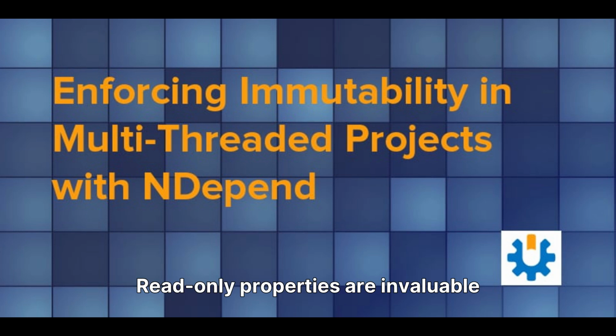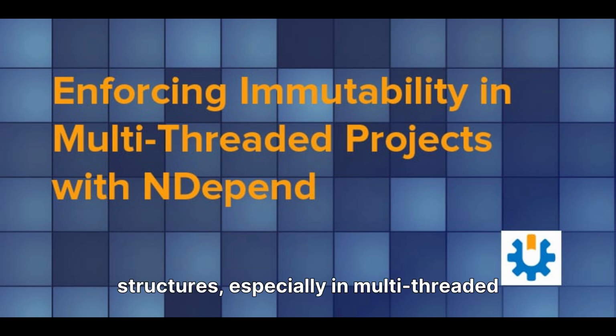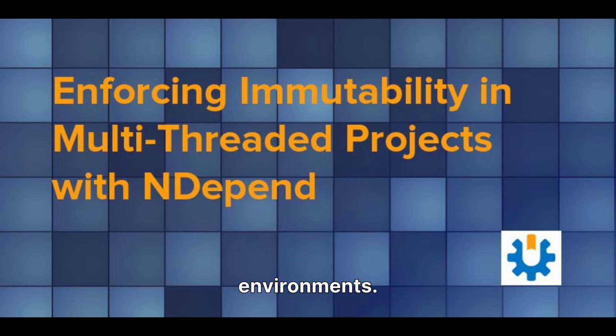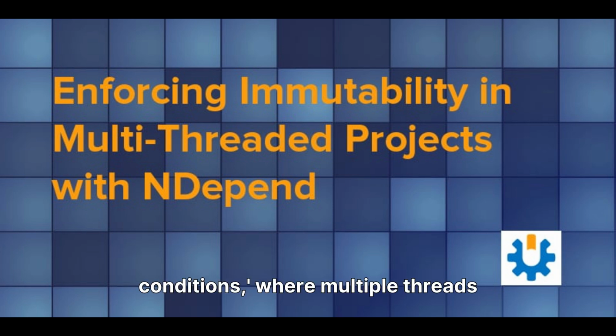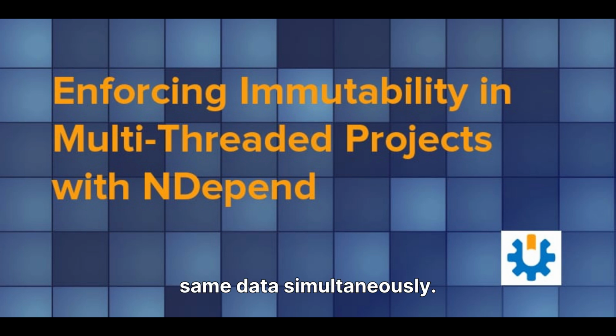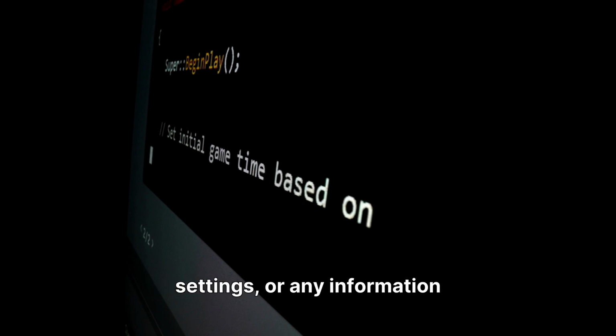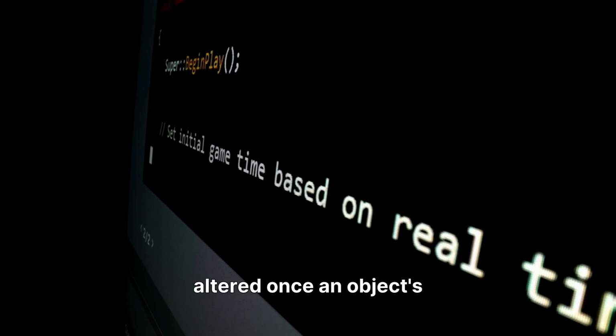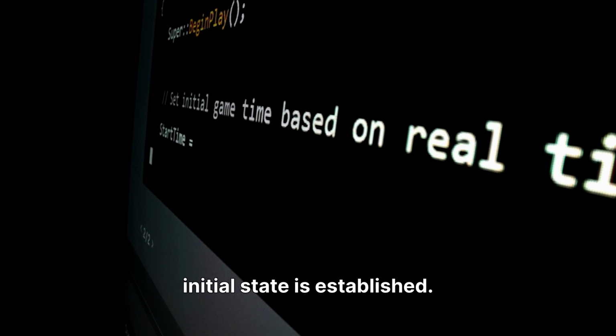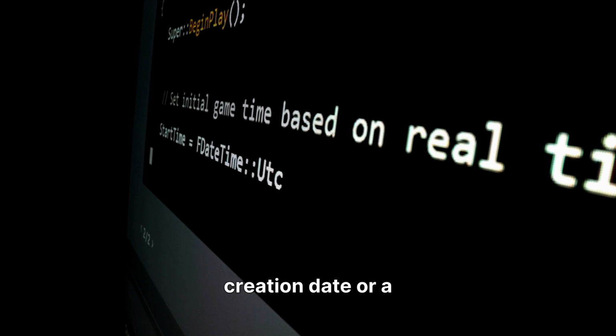Read-only properties are invaluable for constructing immutable data structures, especially in multi-threaded environments. By ensuring data cannot be changed after creation, you effectively eliminate race conditions, where multiple threads attempt to modify the same data simultaneously. This makes concurrent code much safer. Read-only properties are perfect for representing data such as unique identifiers, configuration settings, or any information that should not be altered once an object's initial state is established. Data like a user's creation date or a product SKU, once set, remains constant.